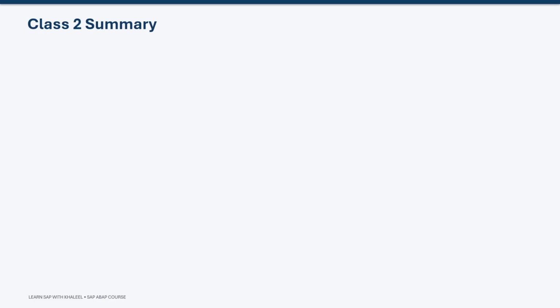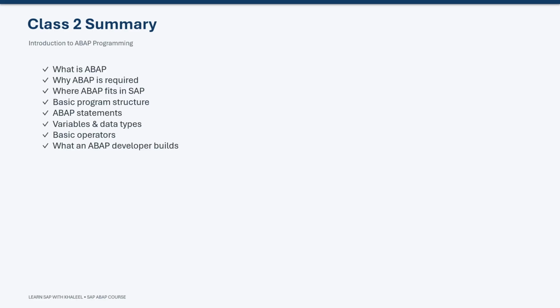So, summary. We discussed class 2. ABAP stands for Advanced Business Application Programming and it is used for developing and extending SAP business applications. Second, we understood why ABAP is required. SAP provides standard functionality, but customers can have specific requirements that need custom development. Third, we learned where ABAP fits in SAP architecture. ABAP is primarily involved in the application and business logic layer. Then we looked at the basic structure of an ABAP program.